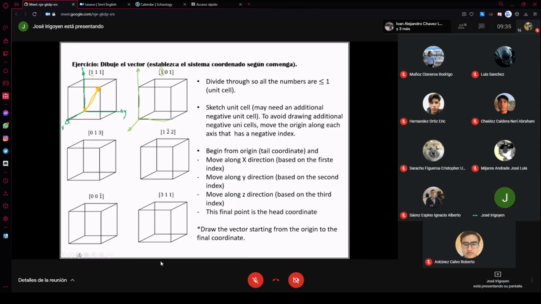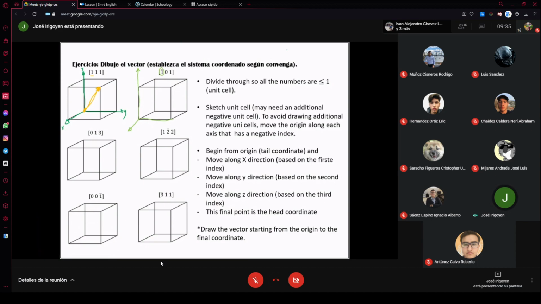So the next step, starting from the origin, move along X direction based on the first number. So you have -1, right? So from here, -1 in X. Then 0 in Y. So we remain here. And move along Z direction. In this case is 1. So we move here. So the vector is going to be this one.